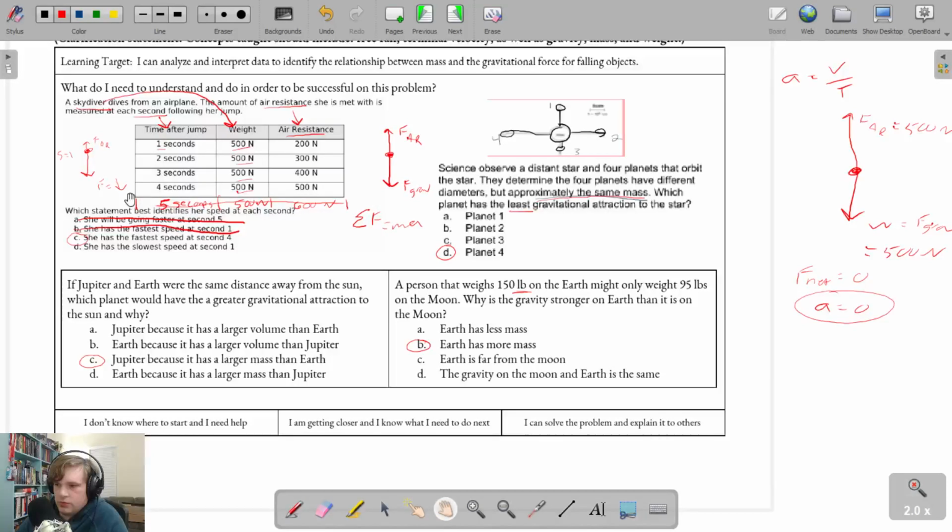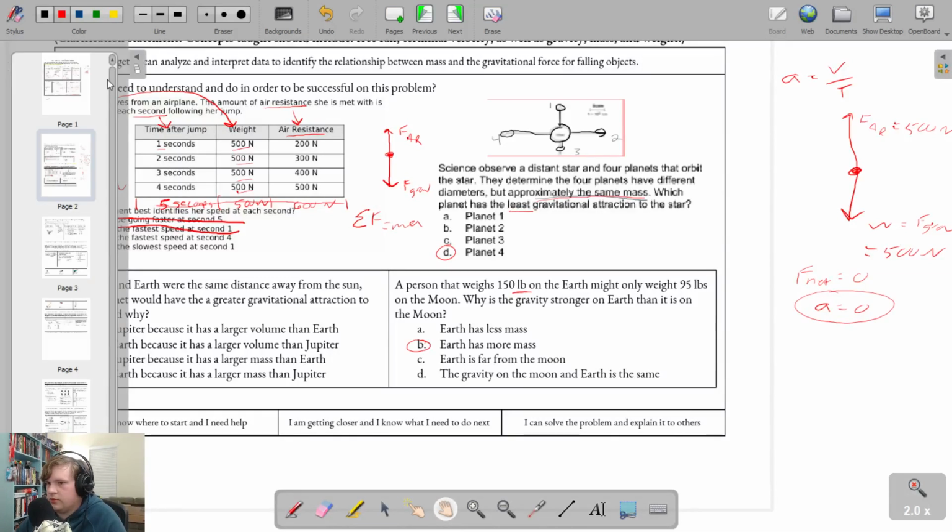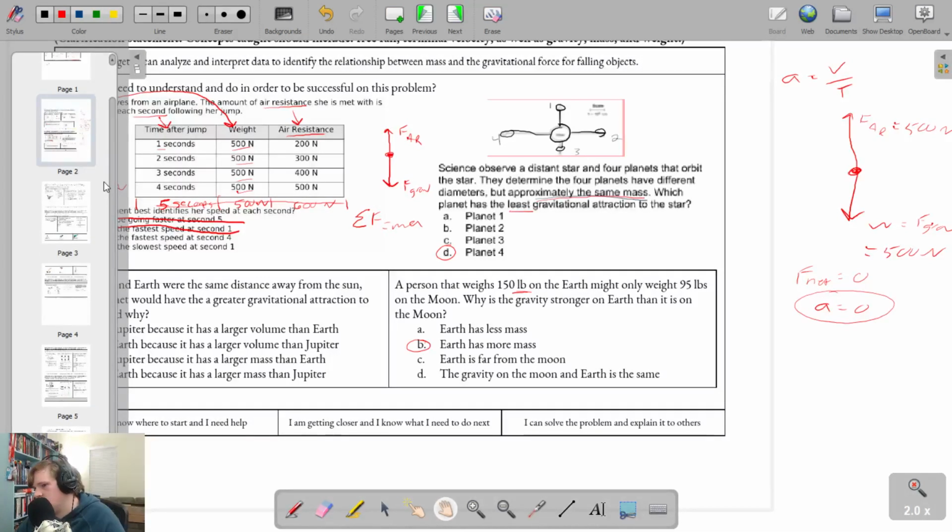Cool. So these 3 are relatively easy right here. And we're done with page 2. Moving on to page 3.